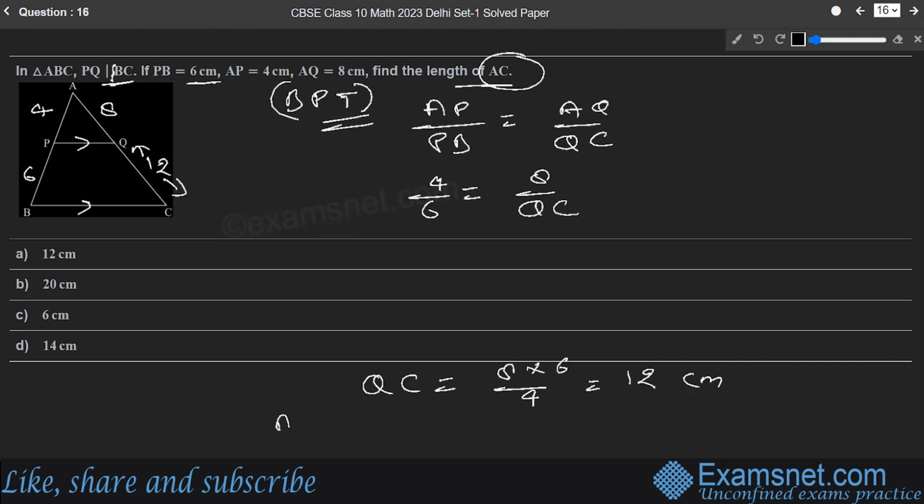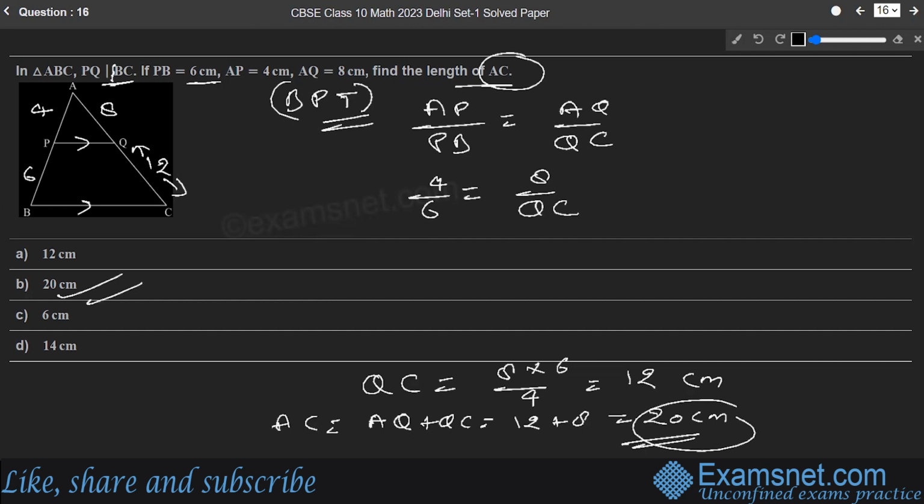So AC is nothing but the sum of AQ plus QC, that is nothing but 12 plus 8 is equal to 20 centimeters. So that is the value of AC, which is the right answer available in option number B.